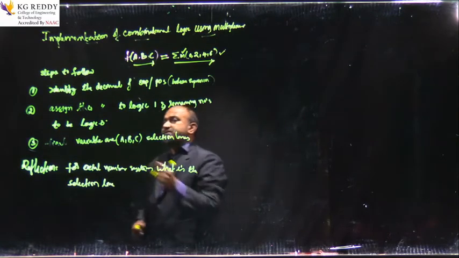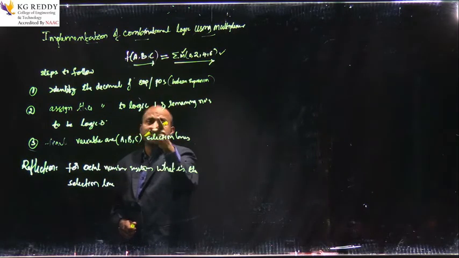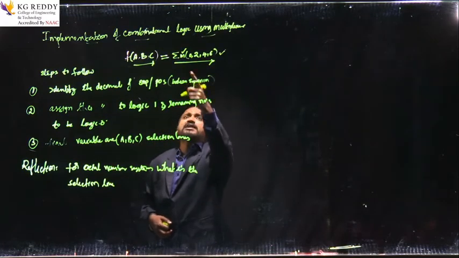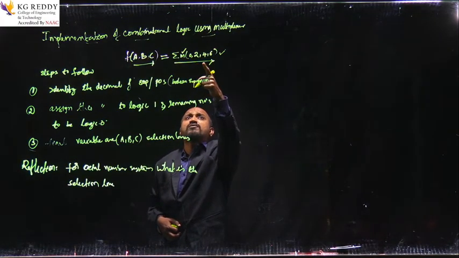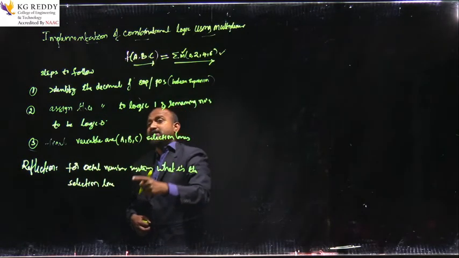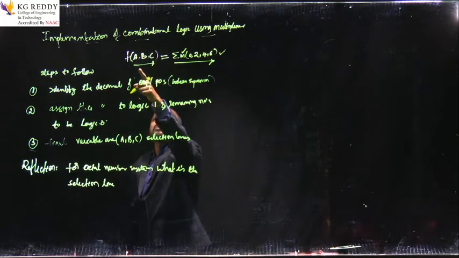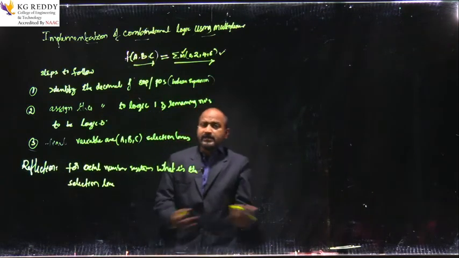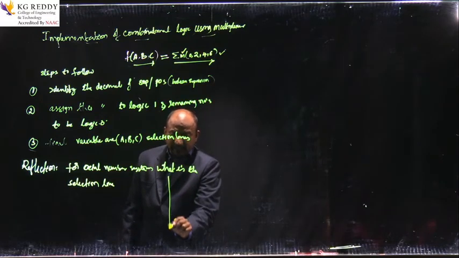Next, assign the decimal numbers we got to logic 1 and the remaining numbers to logic 0. The numbers given are 0, 2, 4, 6. So 0, 2, 4, 6 are logic 1, and the remaining numbers are logic 0. The variables a, b, c are the selection lines, and the remaining is the output. Here I will directly draw the circuit. It is the 8:1 mux.